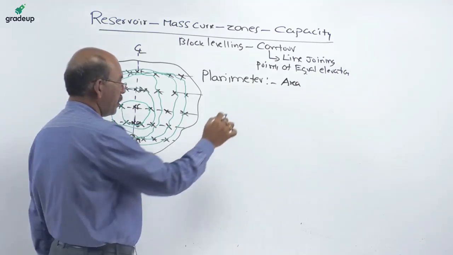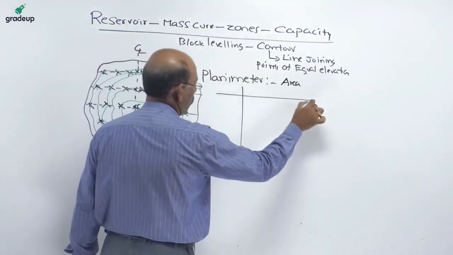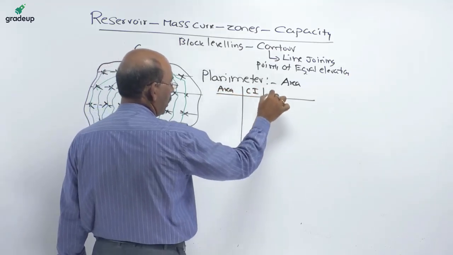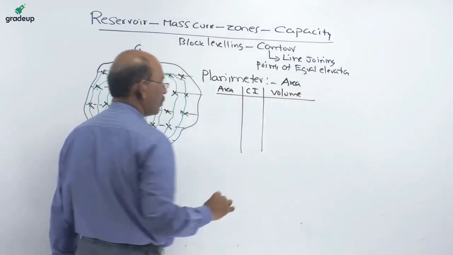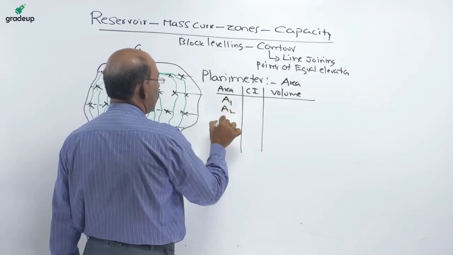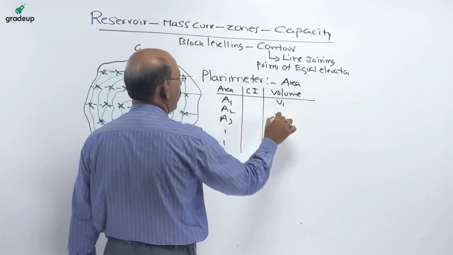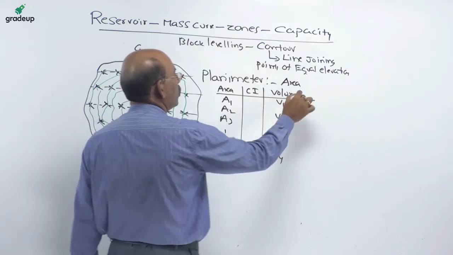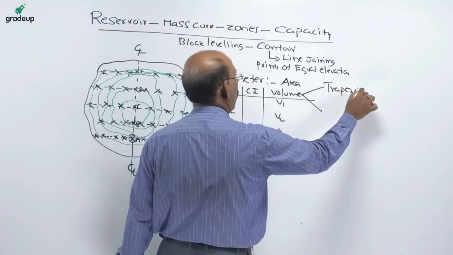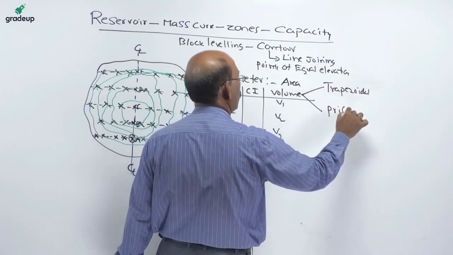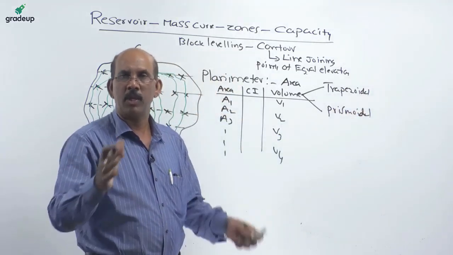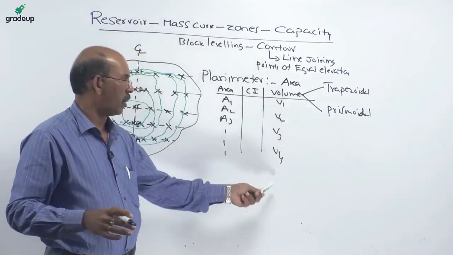So, now knowing the area and the contour interval, we can calculate the volumes. So these areas A1, A2, A3 like this, similarly volumes V1, V2, V3, V4. These volumes are estimated either by trapezoidal or prismoidal formulas according to surveying principles. Use these particular rules and get the values of volumes.